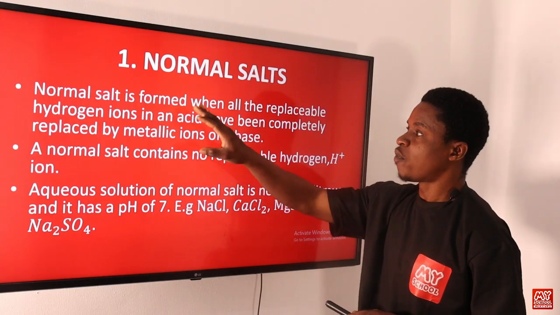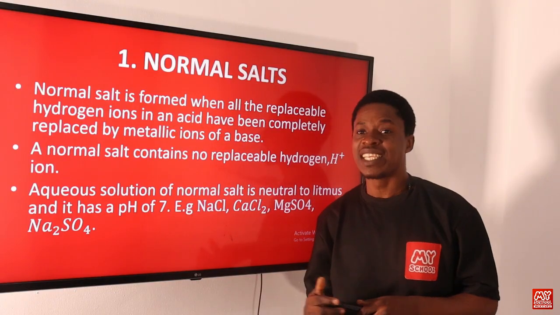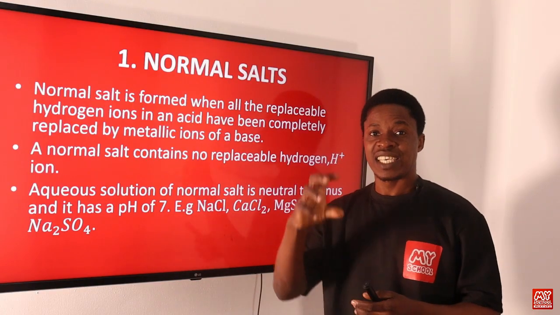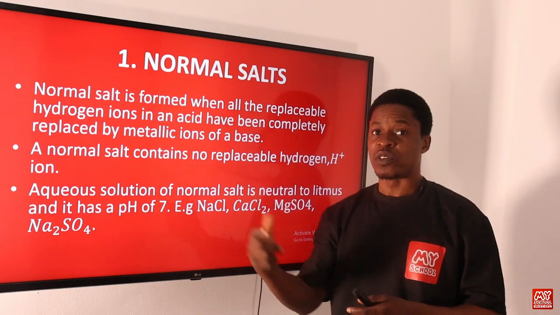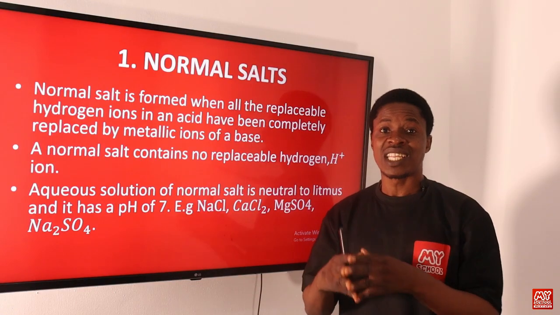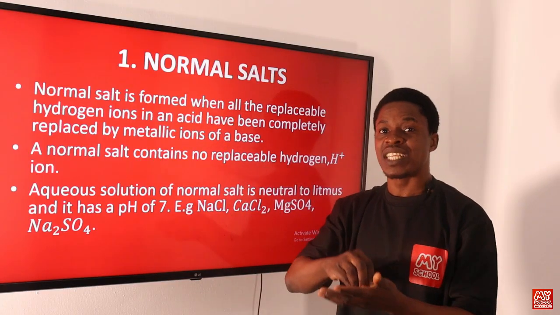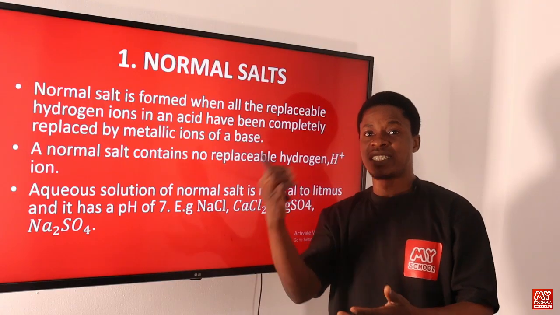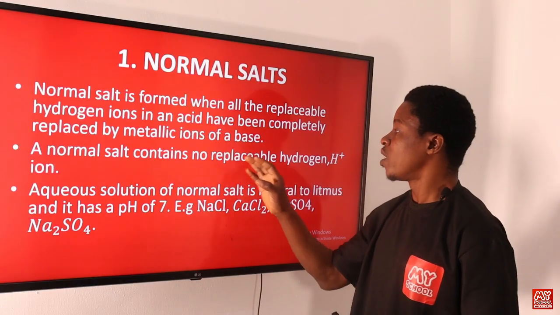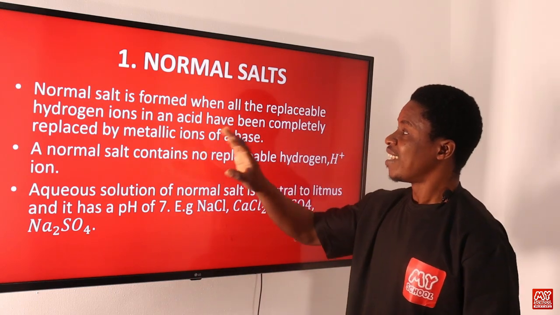The normal salt is formed when all the replaceable hydrogen ions in an acid have been completely replaced by metallic ions of a base. All the hydrogen ions that can be replaced, that can be ionized, as we saw in the previous video, because not all the hydrogen present can be replaced or is ionizable. Those that are ionizable are the ones the metallic ion goes in to replace. So if all the hydrogen in that acid is removed and replaced by metallic ion or ammonium ion, what we have is a normal salt. A normal salt contains no replaceable hydrogen ion, because all the hydrogen ions there have been replaced by metallic ion or ammonium ion.